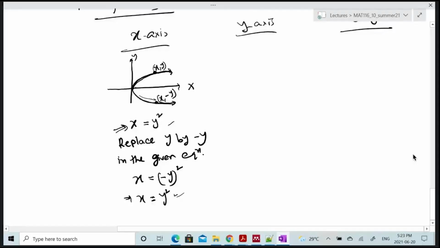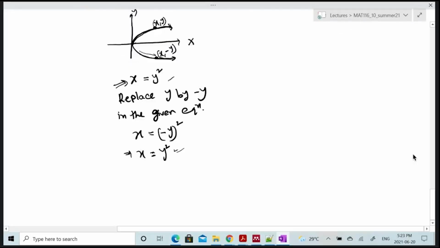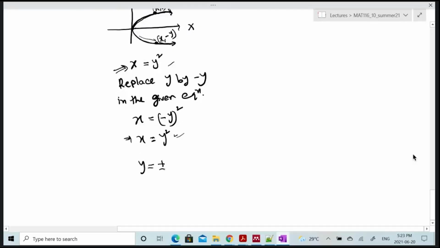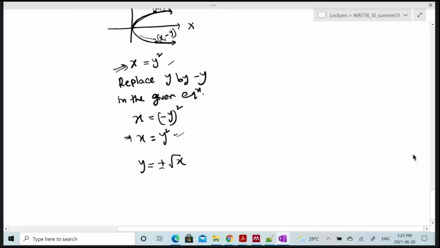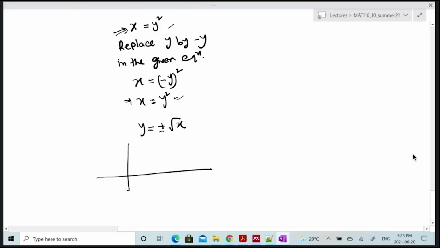And basically this is the graph for x equal to y squared, which we can also write as y equal to plus minus root x. If you want to draw the graph of it, if you put x equal to 0, y is going to be 0. Or the other way, we know how to find the intercept. For this equation the intercept is just 0, 0. So 0, 0 is one point.